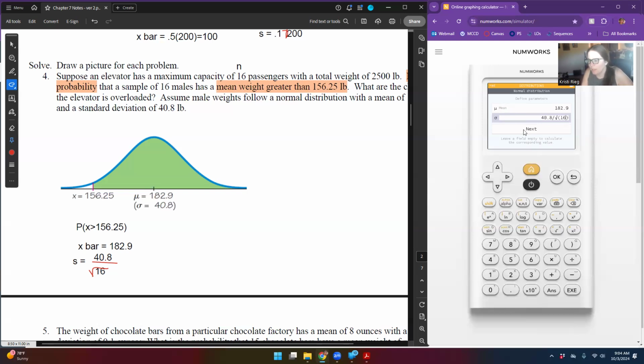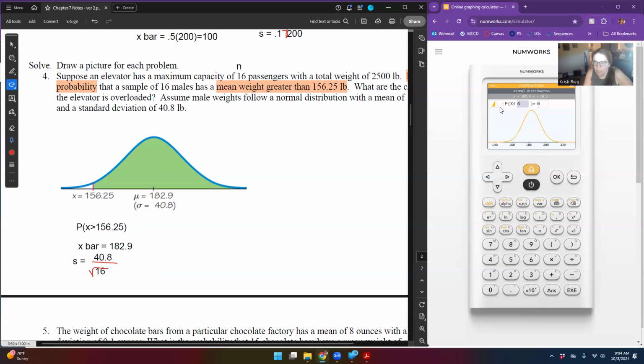And I go to next, and so that's 10.2. Now it's going to give you a decimal. That's fine. This one actually didn't need to be rounded because the square root of 16 is 4, so it worked out perfectly. But other times this will be like a really long decimal. That's fine. It's not rounding. It's keeping all the information. It's just writing it in decimal form. So that's perfect. I'm going to go to next.